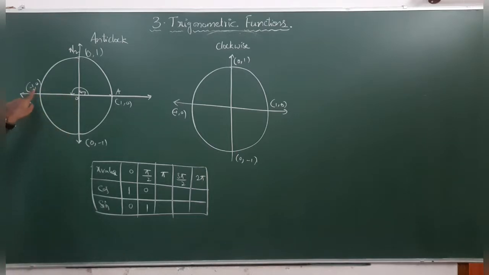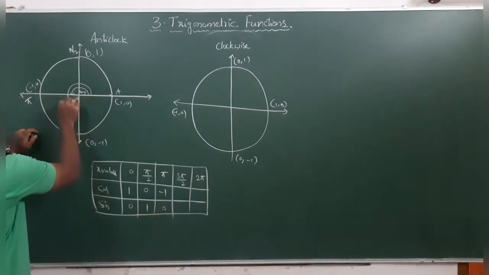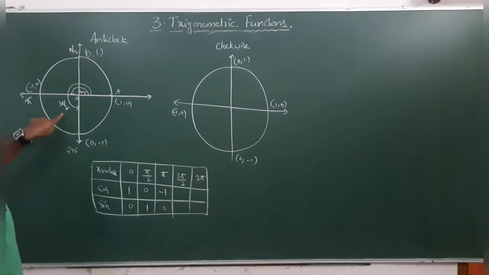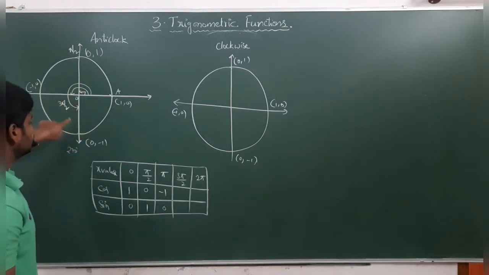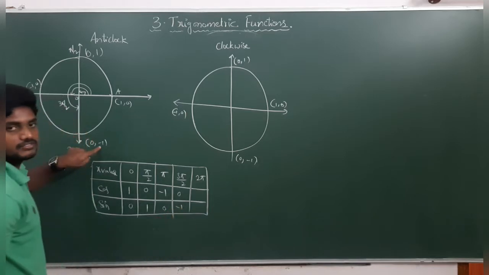If it is pi radians, what is the cos value? -1. What is the sin value? 0. Next, it is 3 pi by 2. The angle is nothing but 270 degrees in terms of degrees, or 3 pi by 2 in terms of radians. Then the cos value will be 0 and the sin value will be -1.